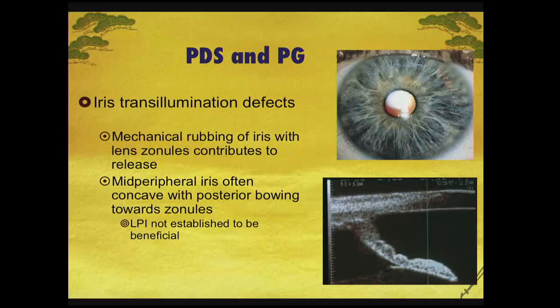Pigment dispersion, they also get iris transillumination defects, but they'll be in the mid-periphery as shown on the top picture here. The reason for this is that it's thought that the back of the iris is actually rubbing against the zonules, and that causes pigment to be released into the eye. There has also been shown on UBMs that the iris sort of bows backwards, and some people have advocated an iridotomy to prevent that reverse pupillary block, but I think studies show that there's actually not a huge benefit to doing an iridotomy.